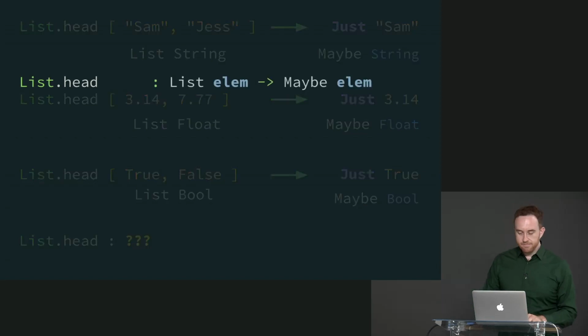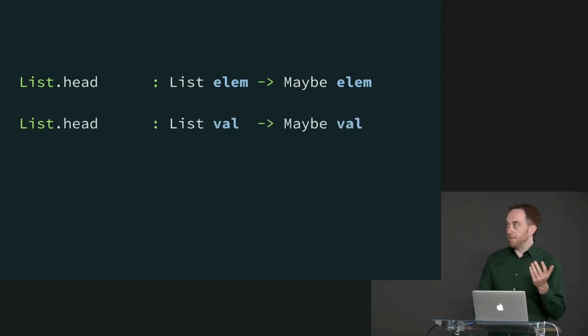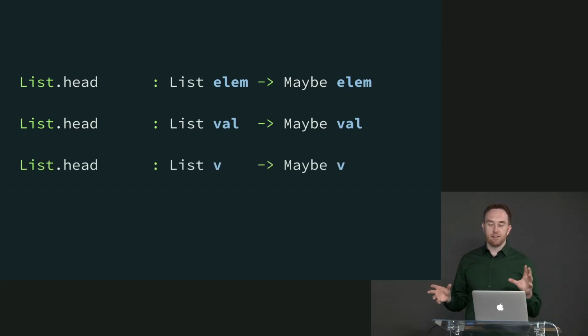How does that work? So the answer is that it has what's known as a type variable. So this is the type of list.head. It's list elem, with a lowercase e, to maybe elem, which also has a lowercase e. So here, elem is a type variable. It's a name that I chose. I could have chosen any name that I wanted. I could have also annotated it this way, list val to maybe val, or even just list v to maybe v. All of these type annotations do exactly the same thing.